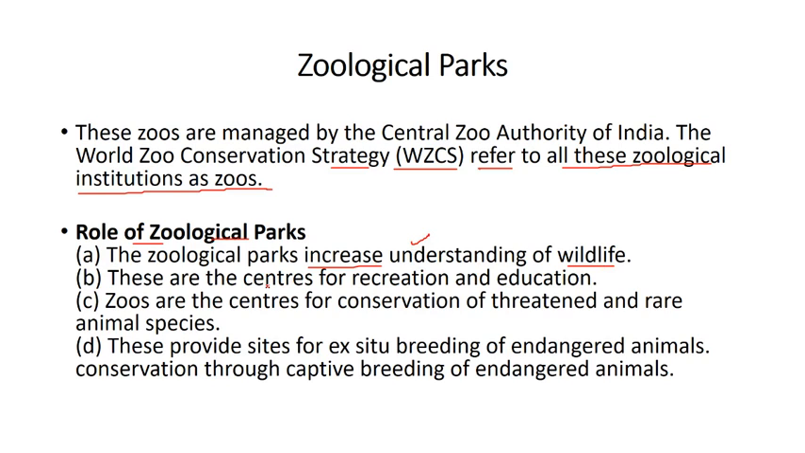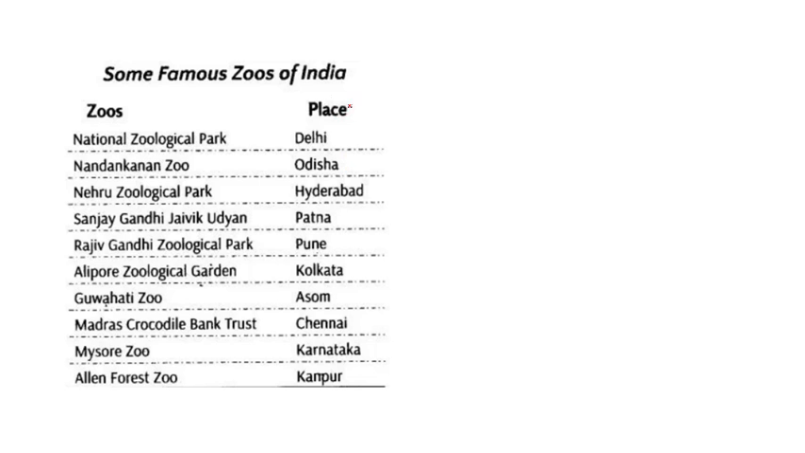These are centers for recreation and education. They are centers for the conservation of threatened and rare animal species. They provide sites for ex situ breeding of endangered animals, conservation through captive breeding of endangered animals. So these are some of the famous zoological parks in India: the National Zoological Park in Delhi, Nandan Kanan Zoo in Odisha, Rajiv Gandhi Zoological Park in Pune, Alipore Zoological Garden in Kolkata, and so on.